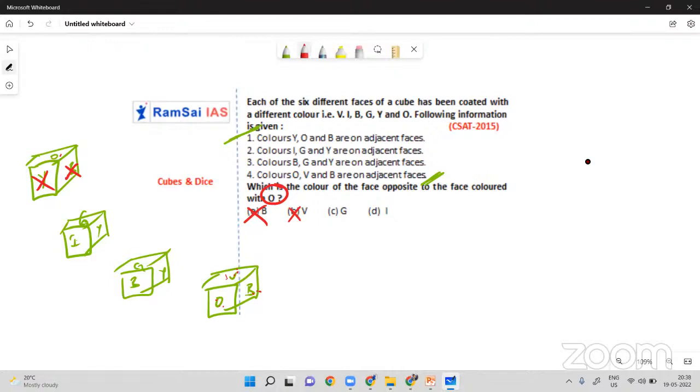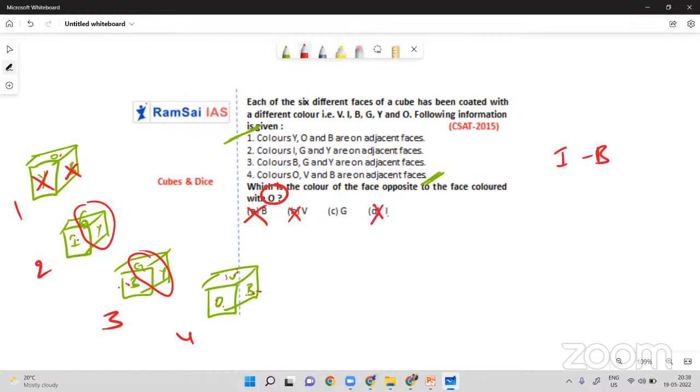Okay, second phase and third phase. Can you see second phase and third phase? GY, GY. So I and B must be opposite to each other. Okay, I and B must be opposite to each other.